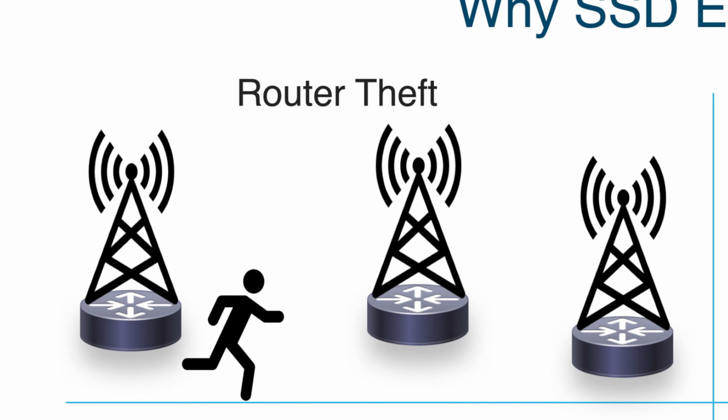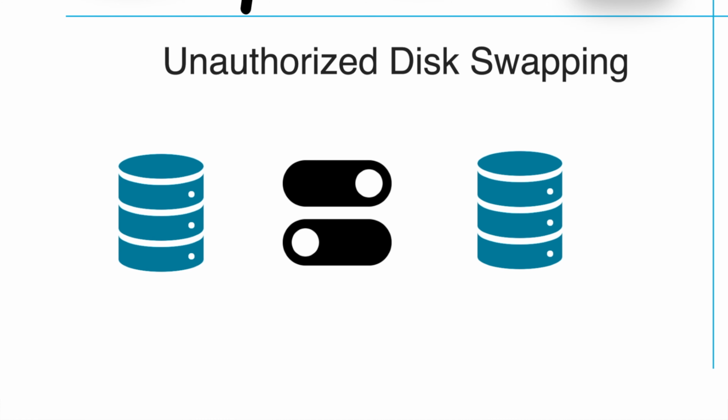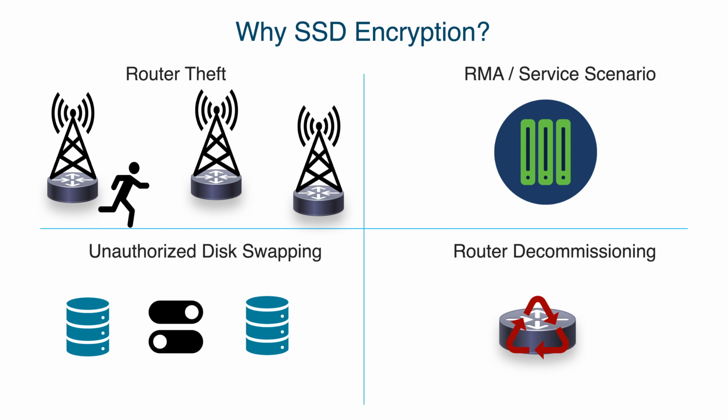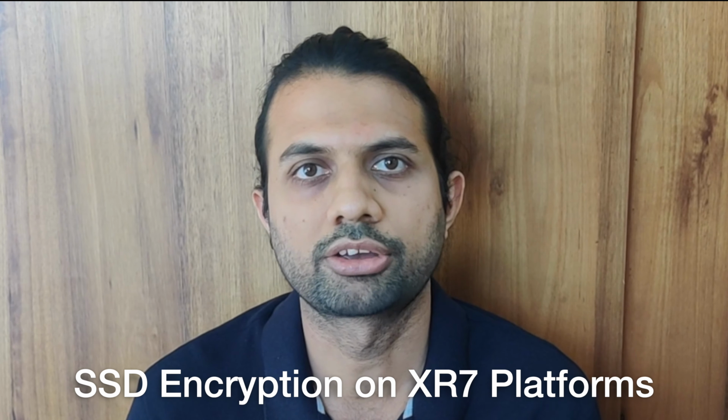There could be a scenario like a router theft from a remote cell site tower, or maybe a service or RMA scenario of a router, or it could be an unauthorized swapping of hard disk between cards, and lastly, maybe a scenario of router decommissioning. Whatever be the case, the common threat across all these is the risk of someone potentially trying to steal the sensitive configuration data from the disks. So to help protect our customers against these kinds of threats, we are now onboarding a disk encryption feature which provides data at rest protection for sensitive data like running configuration.